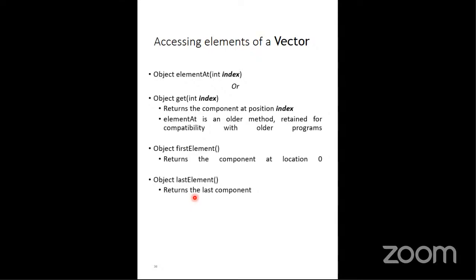Maybe at position 10, maybe at position 15, depending on how big the vector is, because it is growing and shrinking dynamically. At a particular point of time in your program, you may not have an idea what the length of the vector is, but you want the last element. Now what will you do? You have a method available called lastElement, which returns whichever is the last element available in the vector. Okay, fine. So it returns the value from the last position of the vector.